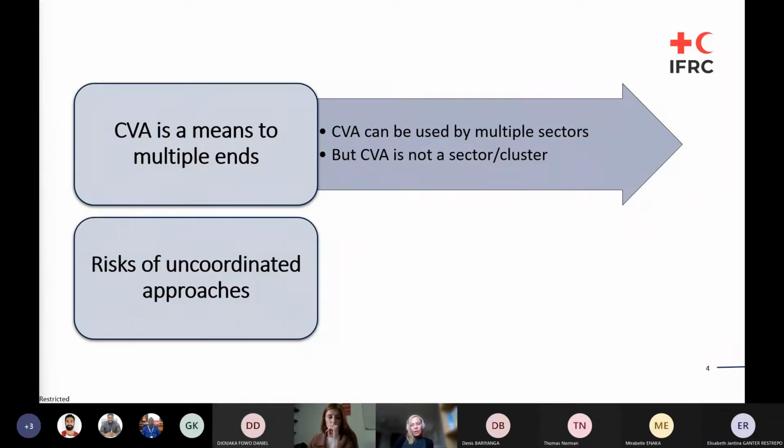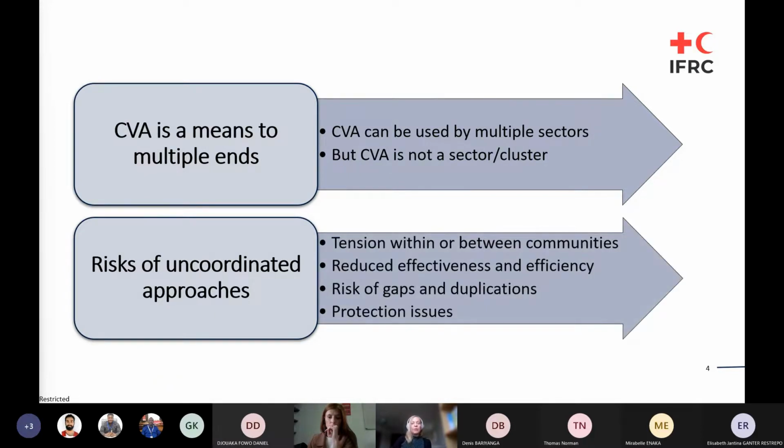And then another thing, just bringing up that we need to remember, and I'm sure as the CEA specialist, you are very aware of this, that we need to pay attention to some of the risks that come if we are not coordinating our approaches to cash. So tensions within or between communities, CEA incredibly important in those aspects as well, to make sure that we understand what else is going on and that we mitigate this. We might not have the same effectiveness or efficiency of our programs if we are duplicating what other actors do. And we might actually create or expose people to protection issues.